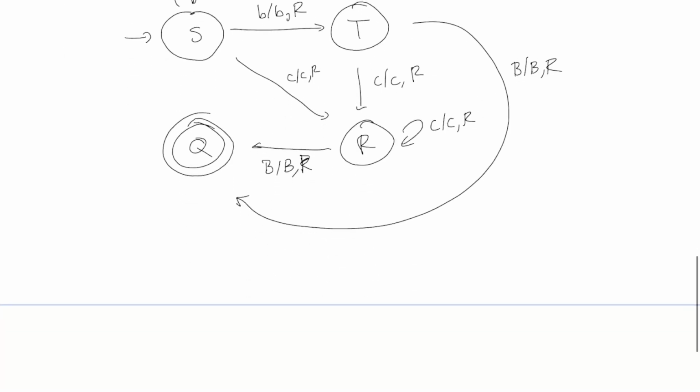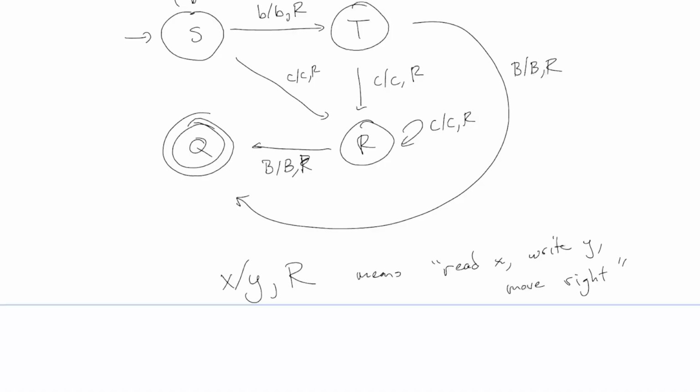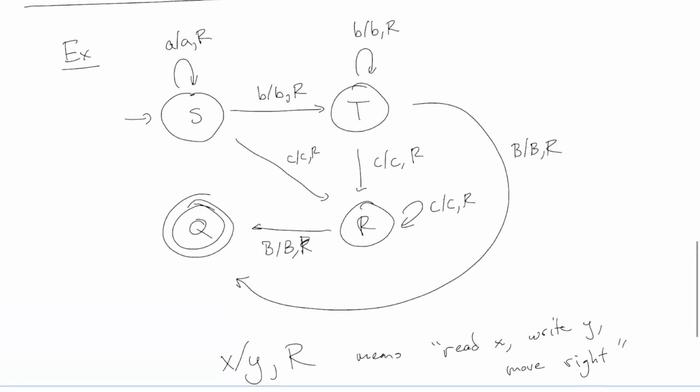But I will say in general, if you see X/Y, R, this means read X, write Y, move to the right. And if you want to read the X and leave it as an X, you just write X/X, R, if you want to move to the right.